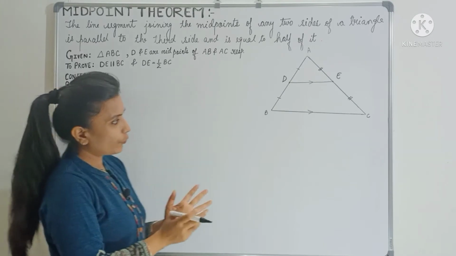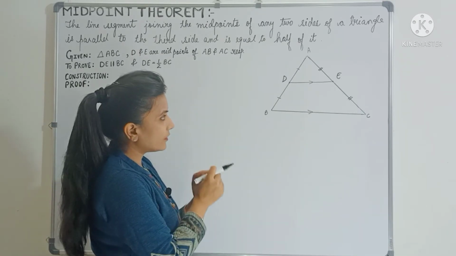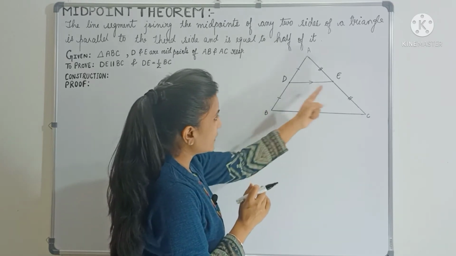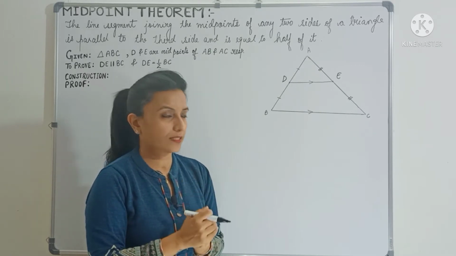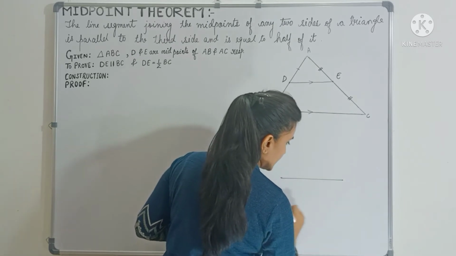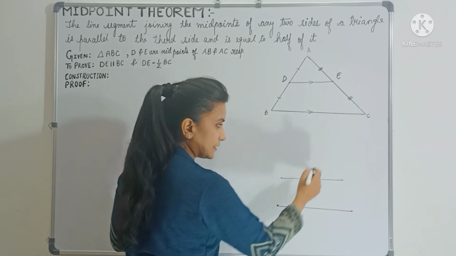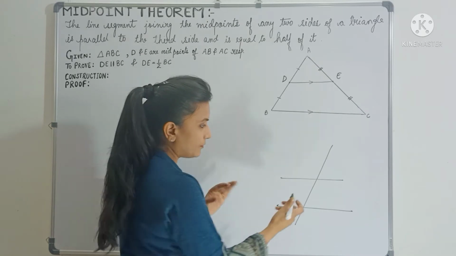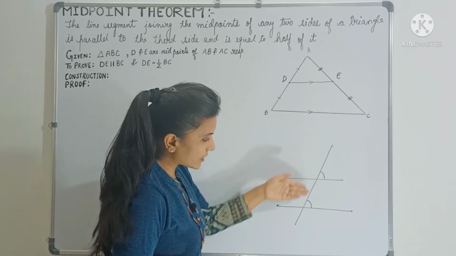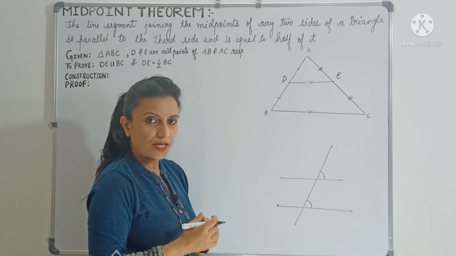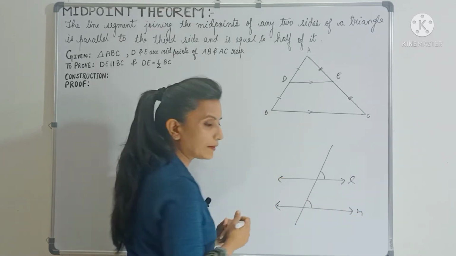Before we start proving it, let's see how to start your thought process. My first aim is to show that DE is parallel to BC. Now how will you show that? Think about the parallel lines like what you have studied in your previous classes. Let's say there are two lines, and if you want to prove that these two lines are parallel, how do you prove that? You draw a transversal. And here, let's say these two angles are corresponding angles. If these two corresponding angles are equal, then what do we conclude? We conclude that line L is parallel to line M, isn't it?